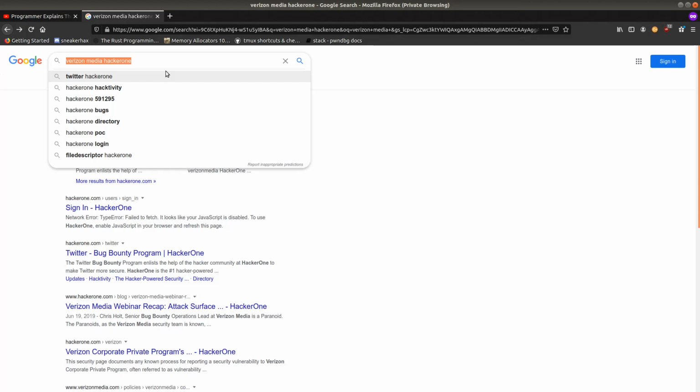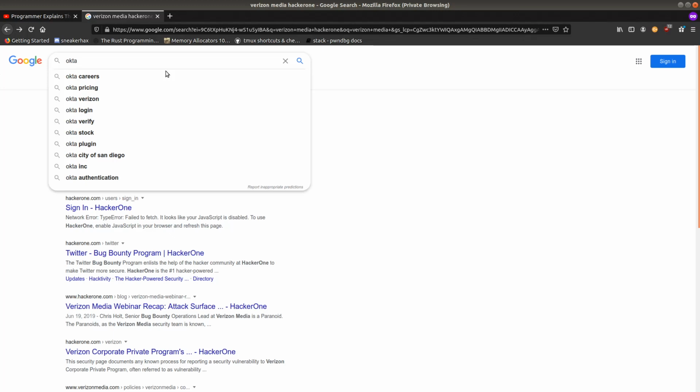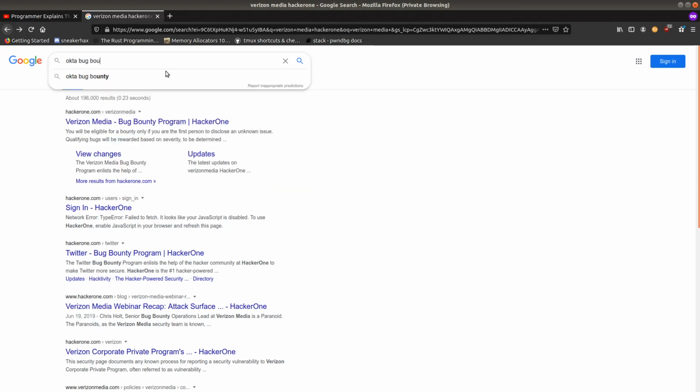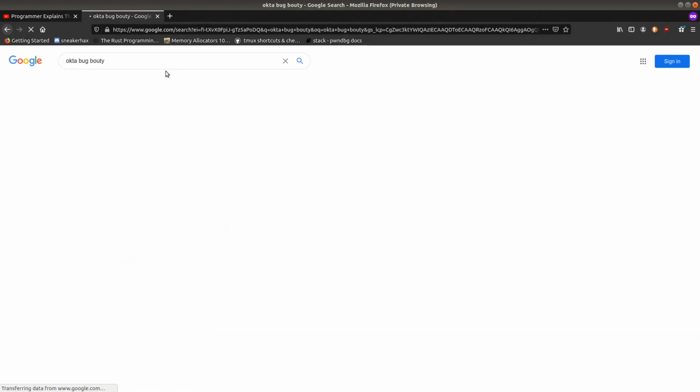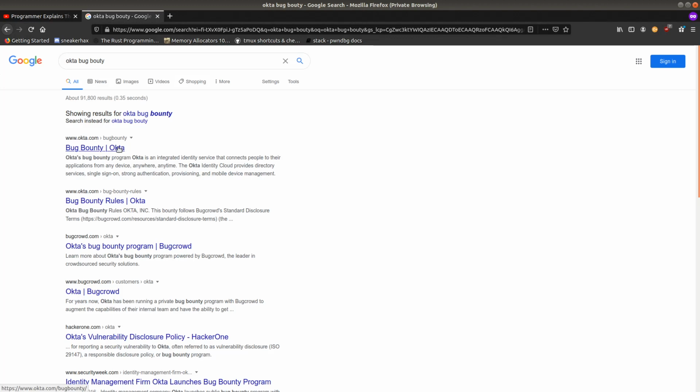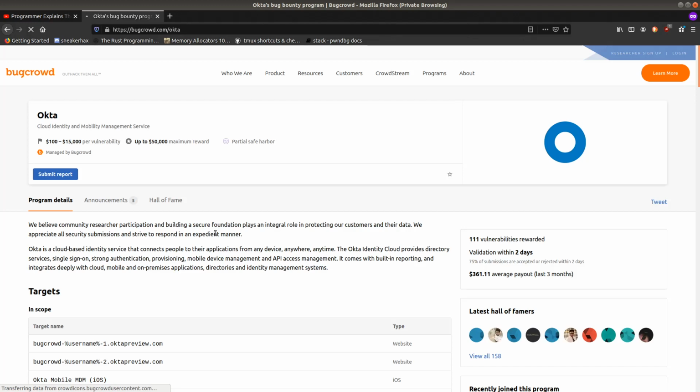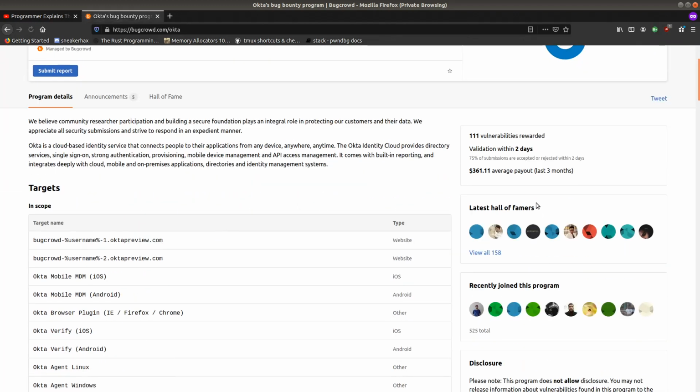There is a company called Okta, which is another security company. If we go here, they have a bug bounty program. Theirs is on a platform called BugCrowd, which is one of the other major ones. There's HackerOne and BugCrowd, right? And you can see here, there are similar statistics.